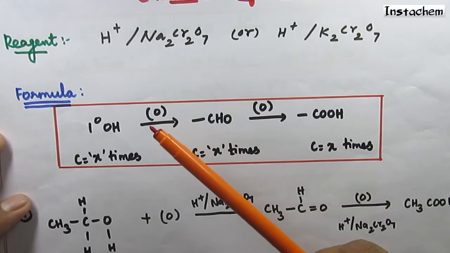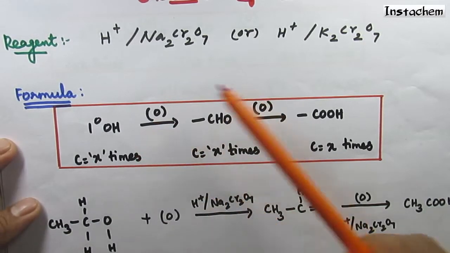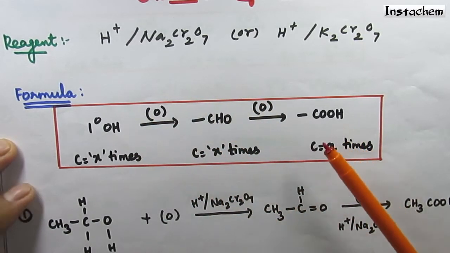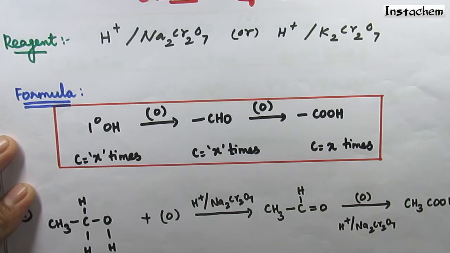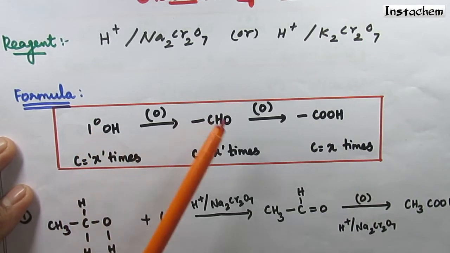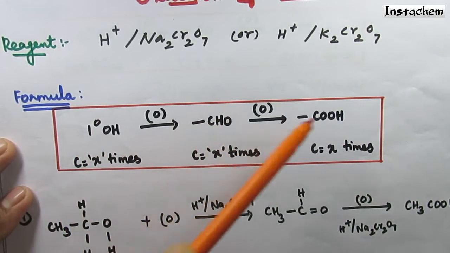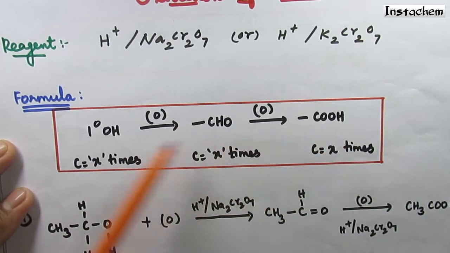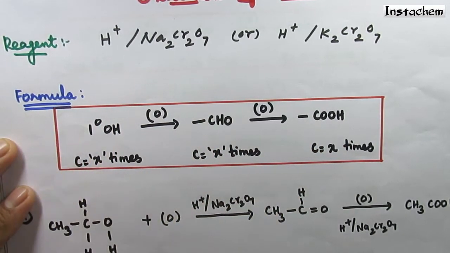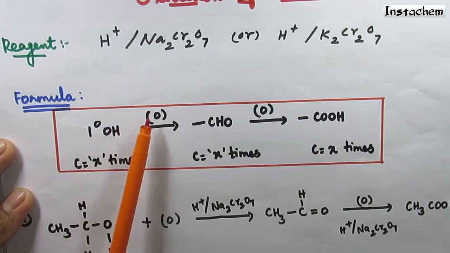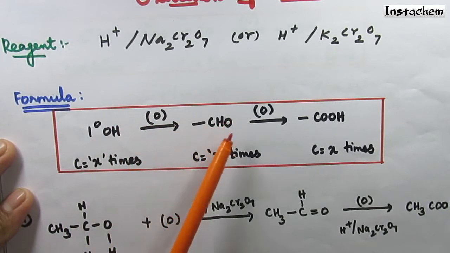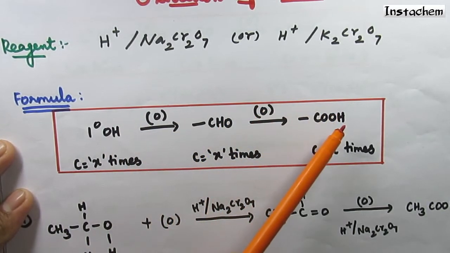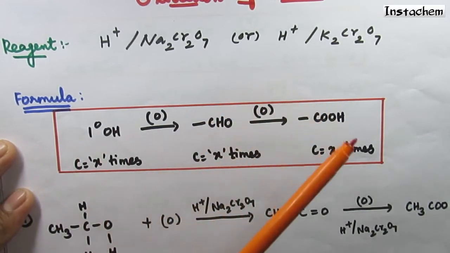I have a trick. What is the trick? We can use this anywhere else in organic chemistry. Whenever you oxidize a primary alcohol, it becomes aldehyde. That aldehyde again becomes acid. You must remember this formula. Whenever primary alcohol undergoes oxidation, it gives aldehyde. Aldehyde on further oxidation gives acid. We know the formula for aldehyde and the formula for acid.